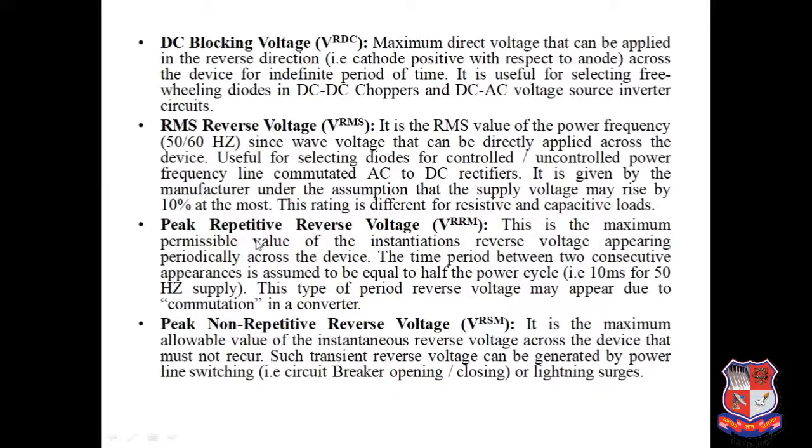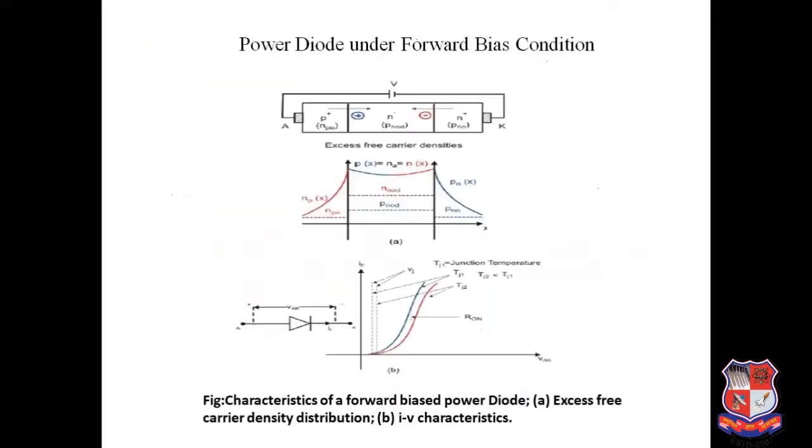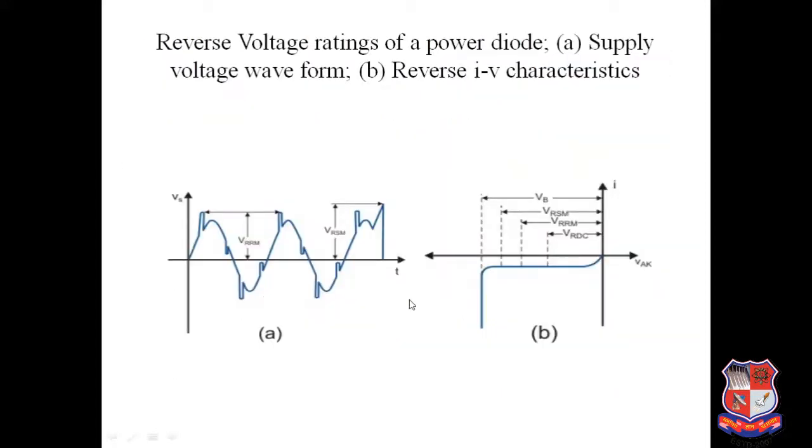So what is the VRRM? That is nothing but the peak repetitive reverse voltage. Now this is VRSM. What is the VRSM? This is nothing but the peak non-repetitive reverse voltage. Okay, so this is your I versus V reverse bias connection, and all the voltage ratings are shown here. So this is nothing but the reverse IV characteristic.